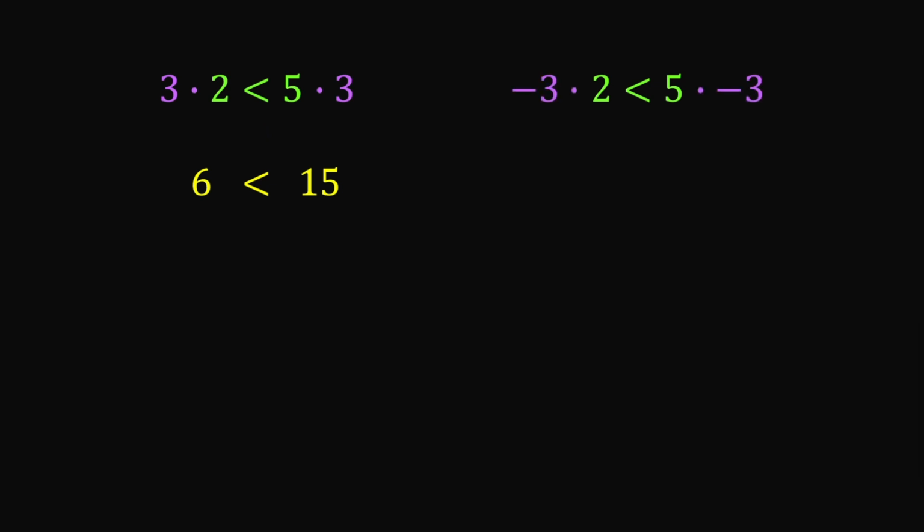What if we multiply both sides by negative 3? Negative 3 times 2 is negative 6. 5 times negative 3 is negative 15. Negative 6 is greater than negative 15, which means we reverse the inequality symbol. This tells us that whenever we multiply both sides of an inequality by a negative number, we must switch the direction of the inequality symbol to produce an equivalent inequality.